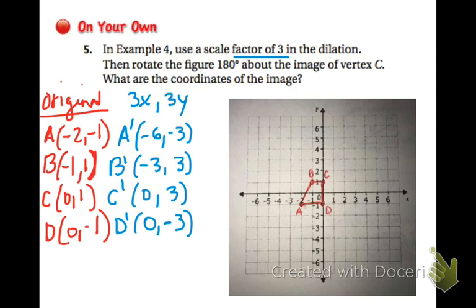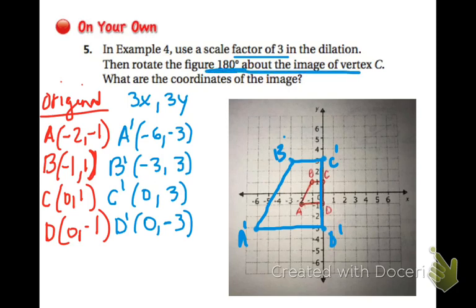Okay, so -6, -3, -3, 3, 0, 3, and 0, -3. And I would draw it. Terrible, terrible straight lines here. Okay, that's A prime, B prime, C prime, and D prime.